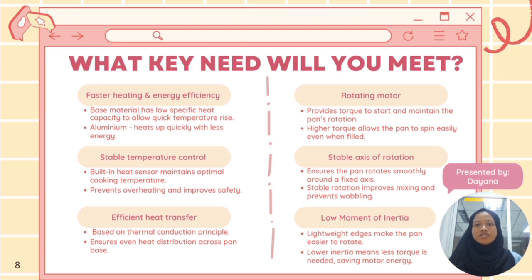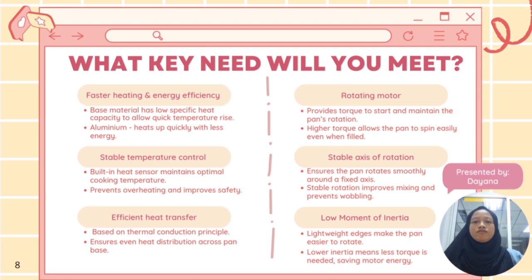Secondly, the fan offers stable temperature control supported by a built-in heat sensor. This sensor maintains the optimal cooking temperature, preventing overheating and improving overall cooking safety. Additionally, the fan enables efficient heat transfer. Following the principle of thermal conduction, this ensures even heat distribution across the entire base of the pan, minimizing the risk of uneven cooking and localized burning.